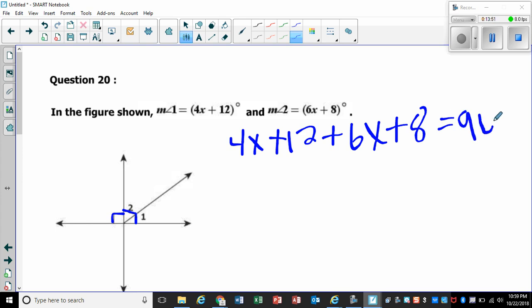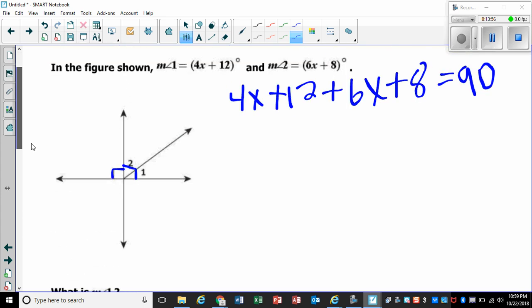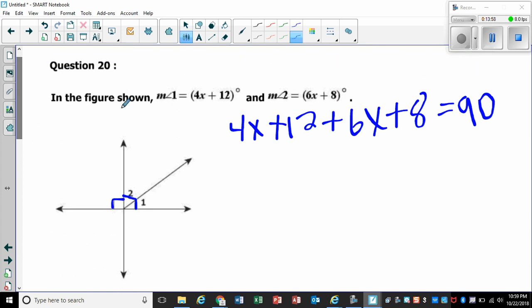Is that what the question is asking? You have to go down and check. They're asking for angle 1. So after you solve for x, plug it into this number. Okay? All right. I'll do 21 to 30 in the next video. I hope this is helpful.